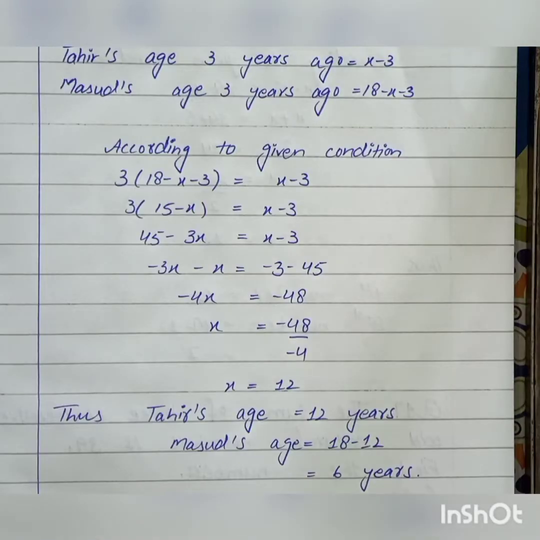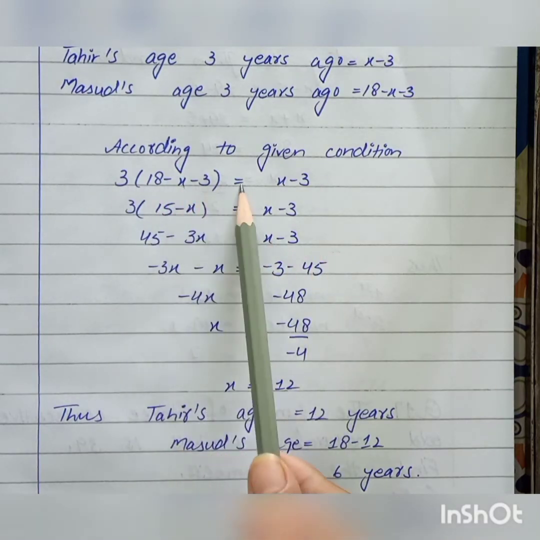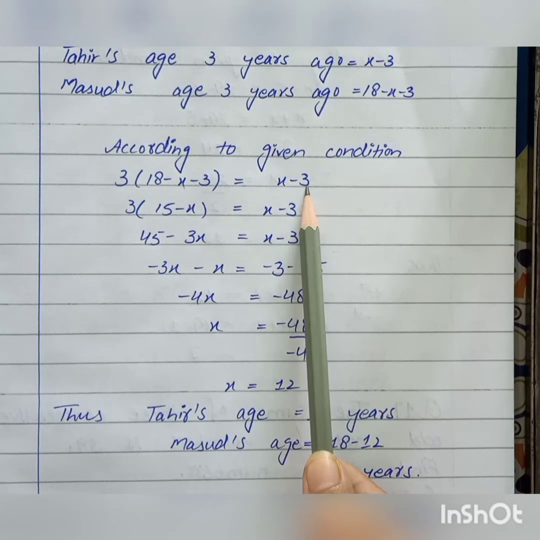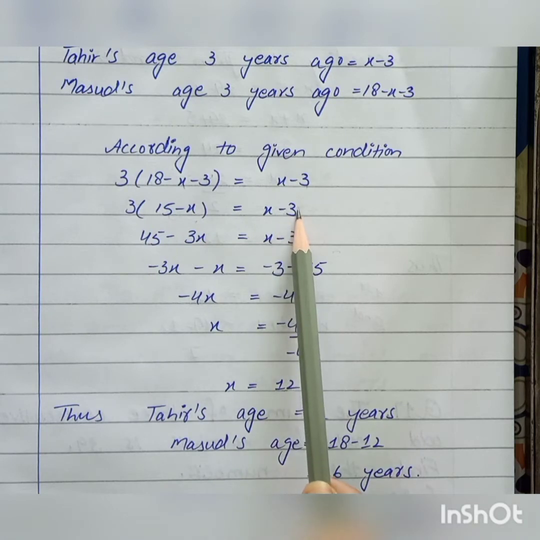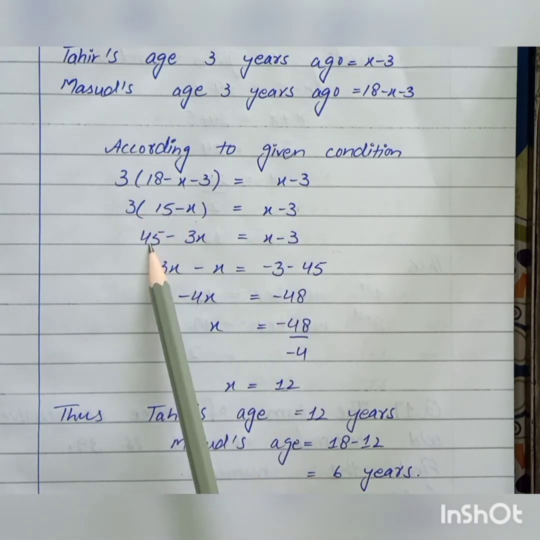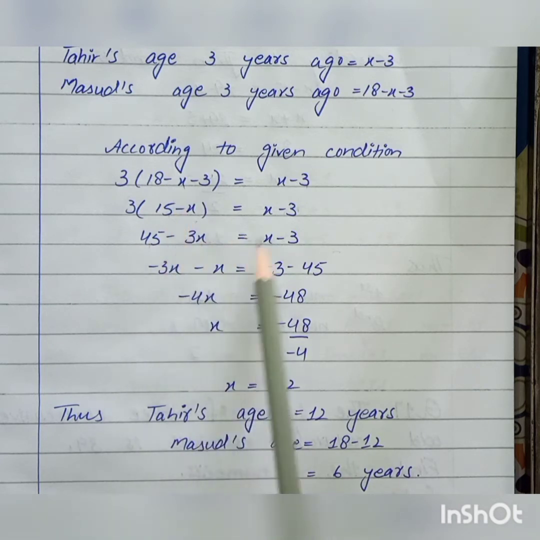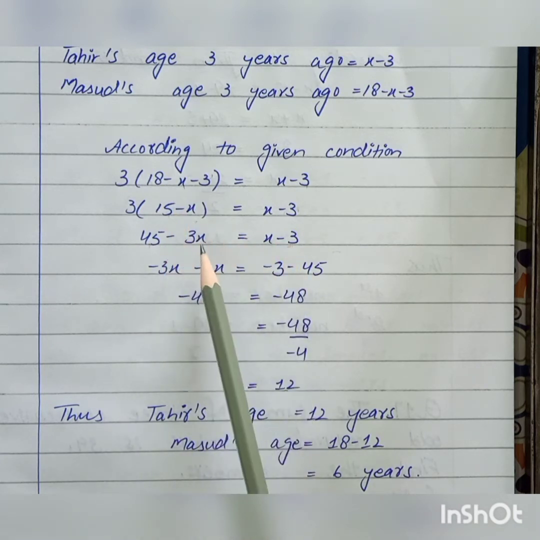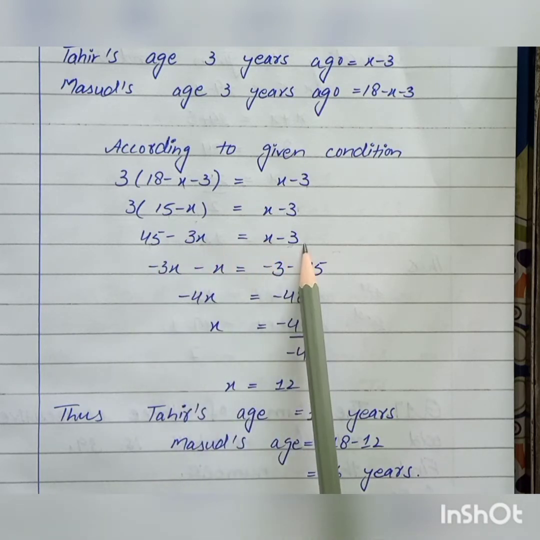So according to the given condition, 3 times Masood's age is equal to Tahir's age. 18 minus 3 is equal to 15, minus x as it is. So x minus 3 also as it is. 3 into 15 is equal to 45, and 3 into x is equal to 3x, minus as it is, equal to x minus 3. Where we have to solve the equation and find the value of x.